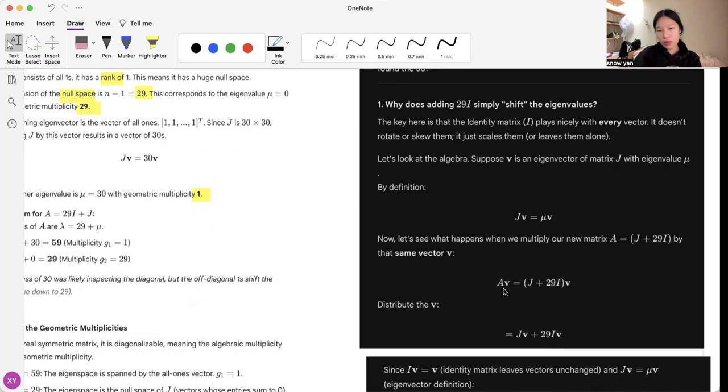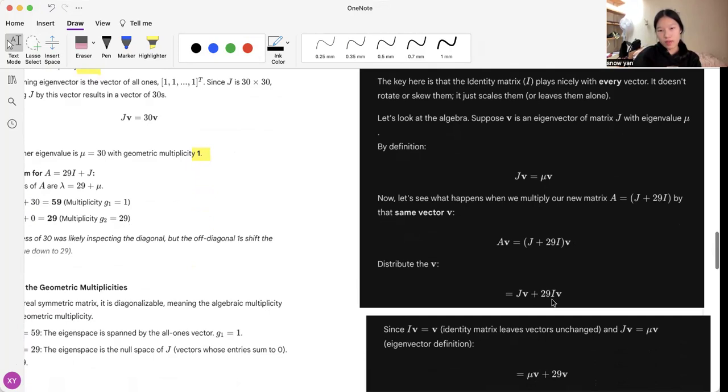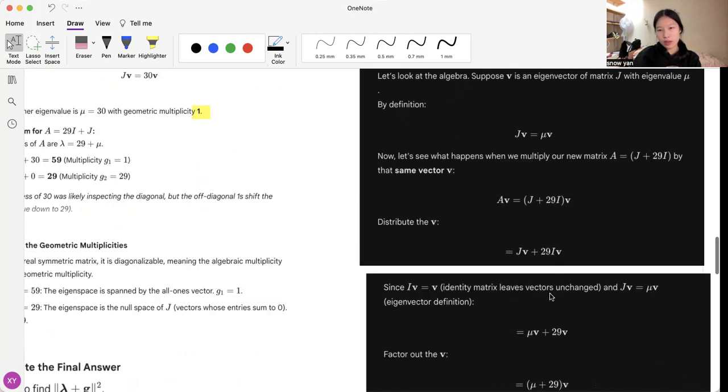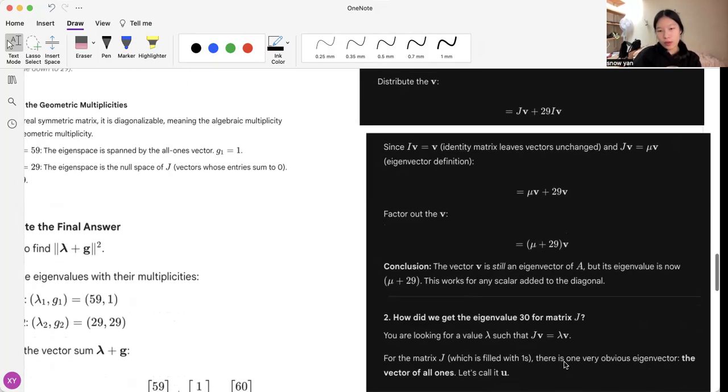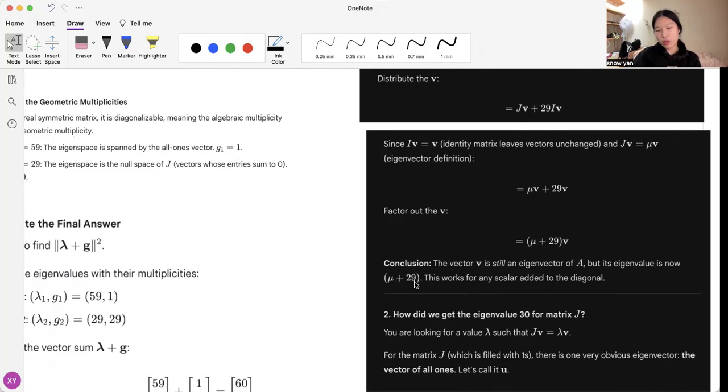If we get this equation, we're just distributing the V. So we get J times V plus 29 IV. Since IV is just V because the identity matrix doesn't do anything, it's JV plus 29V. And since we know that JV equals mu V, we get mu V plus 29V. Then we can factor out the V and we get (mu plus 29) V. So that's basically what it means by shifting by 29. The eigenvalue is shifted by 29, so it's essentially the same, but with 29 added.